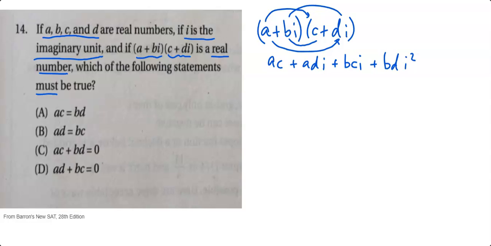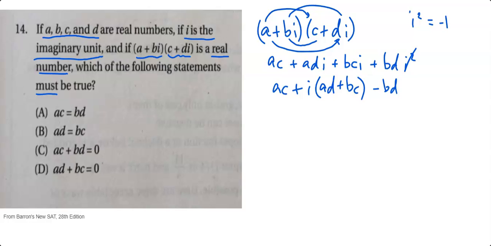Now, from what we know about the imaginary numbers, I squared is equal to -1. So we're going to replace that with a -1. That gives us minus BD here. AC minus BD plus, now let's factor I out of each of these, so we get AD plus BC.